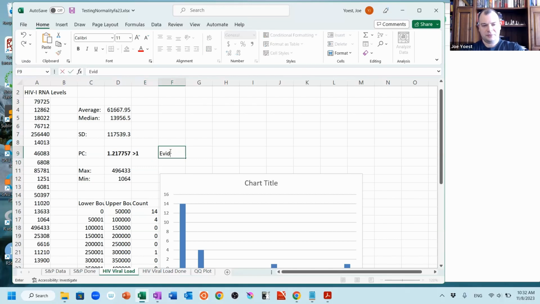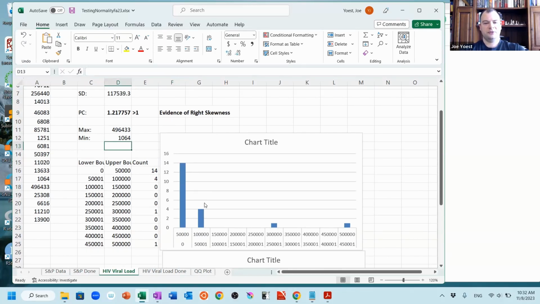It's suggesting evidence of right skewedness. So at this point, I'm a little skeptical, right? The first thing that I compute, Pearson coefficient, is suggesting some right skewedness. If we look down at our frequency distribution, this definitely seems like a right skewed distribution, right? I have most of the mass of my distribution over here on these left 2 bars. And then I have one data point that's quite a bit off to the right and one data point that's really far off to the right.